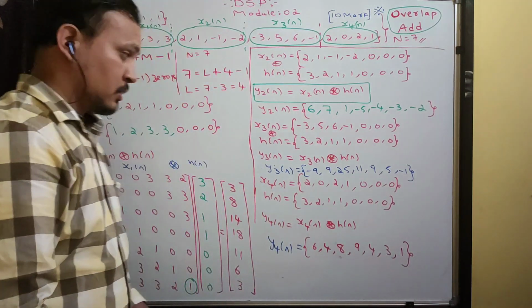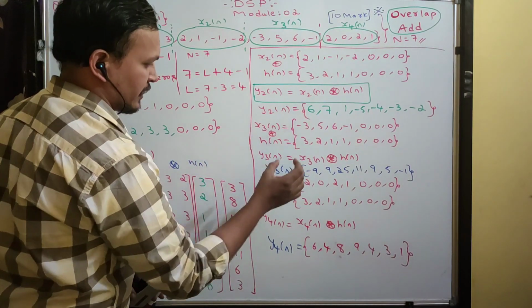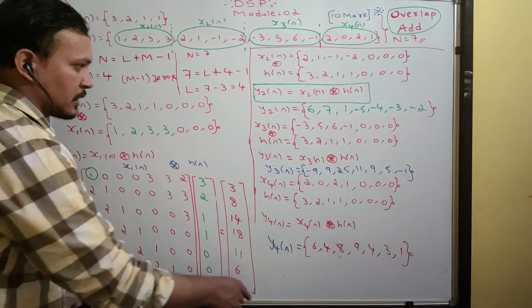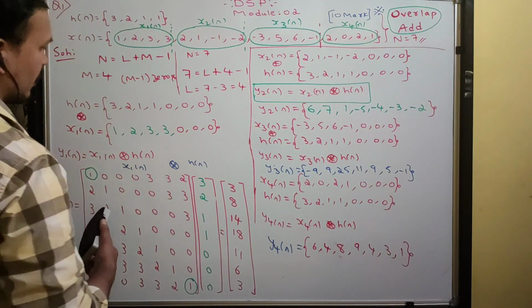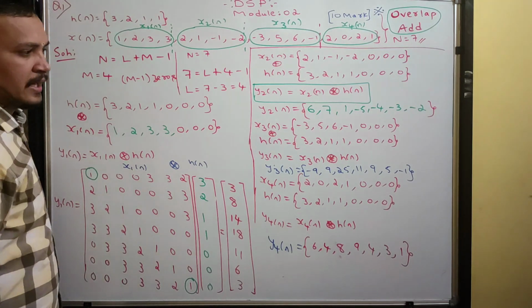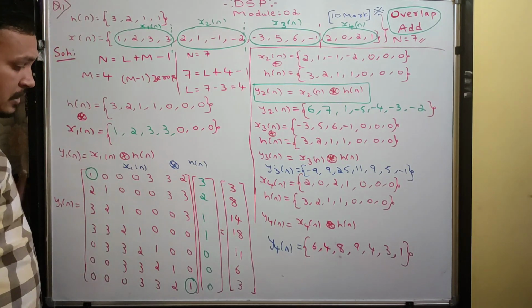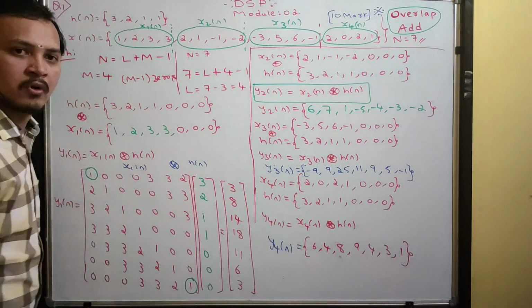Yes, correct. See, after finding y1 of n, y2 of n, y3 of n and y4 of n, using all these results, I am going to write the final result. Guys, pause the video and then copy down the solution. But you must do like this for y2 of n, y3 and y4 of n.